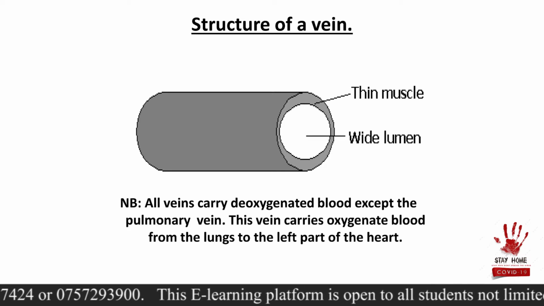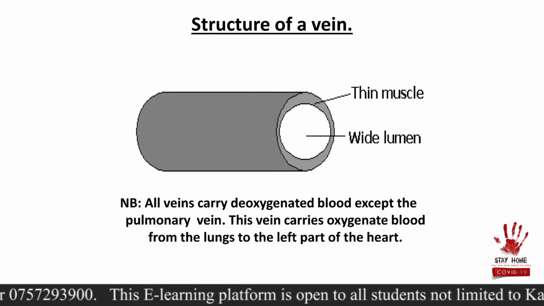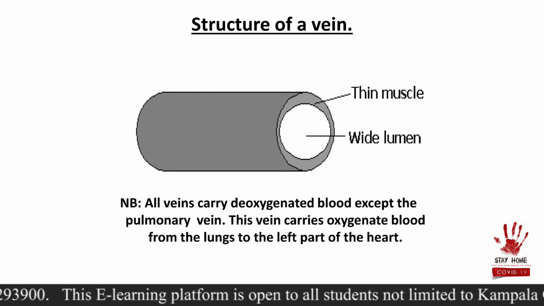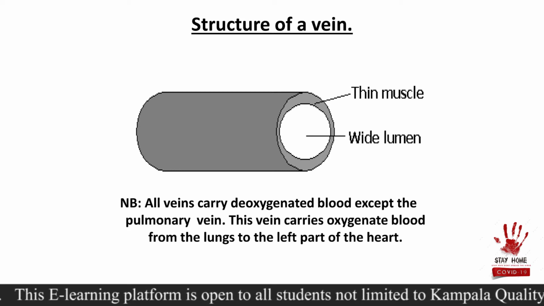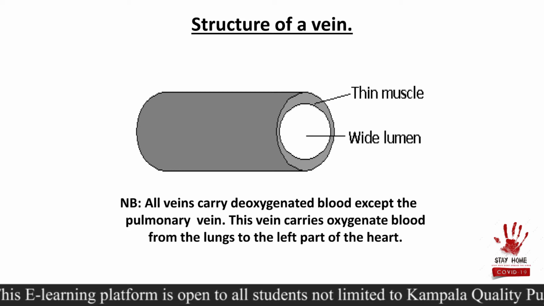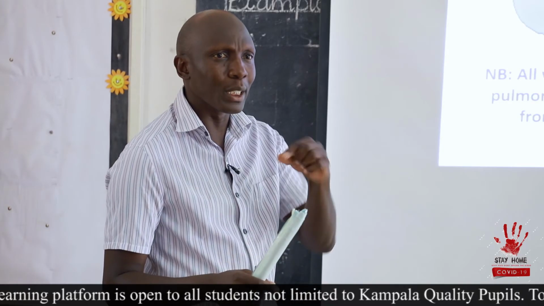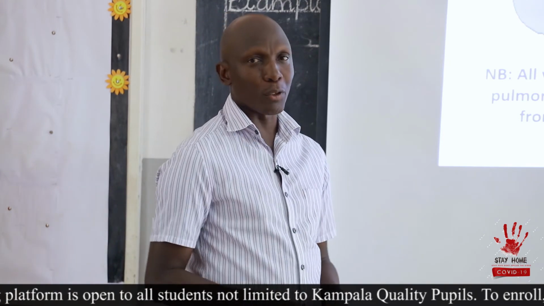So as you can see here, the walls are supposed to be very thin, unlike an artery which has got thick walls. For this one, its wall is supposed to be thin, and then it has got a wider opening. This wider opening is what we call a lumen. That lumen is the passage of blood. And then also I've already mentioned that these veins have got in them what we call valves. These valves prevent the backflow of blood.